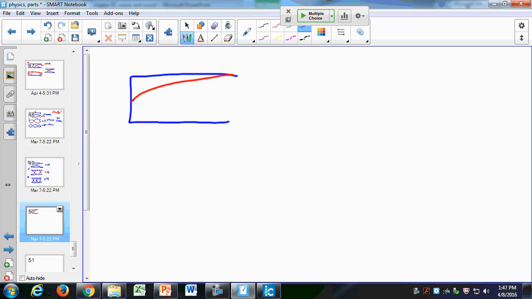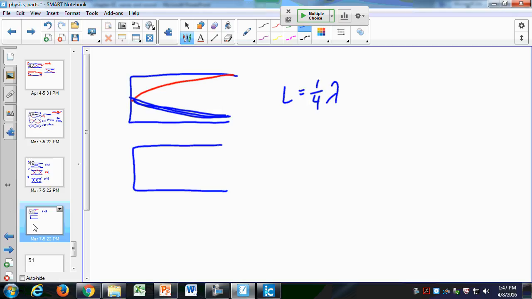Here's my tube closed on one end, open on another. This is like a clarinet. So your clarinet is set up like this. Here, I have a quarter wavelength. So L is 1/4 wavelength. Notice I have a node on one end, an antinode on the other. Node, antinode.